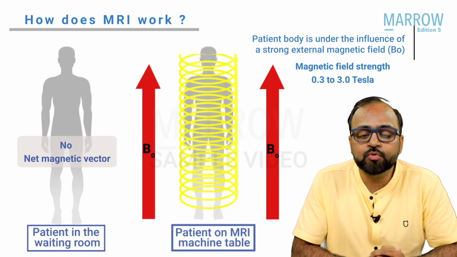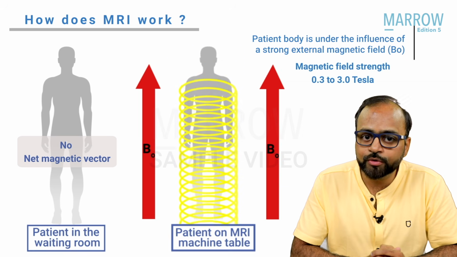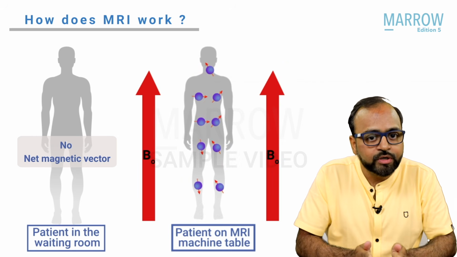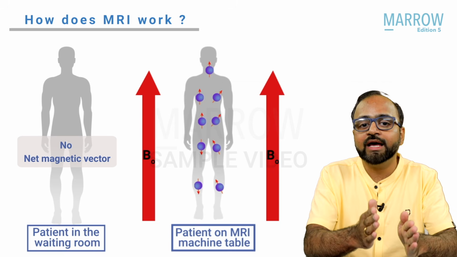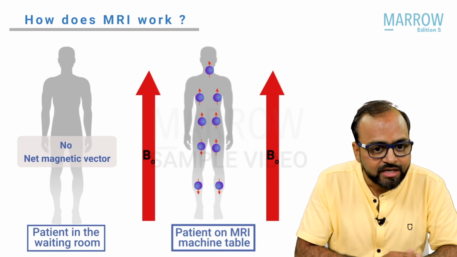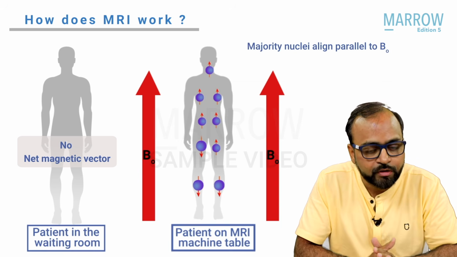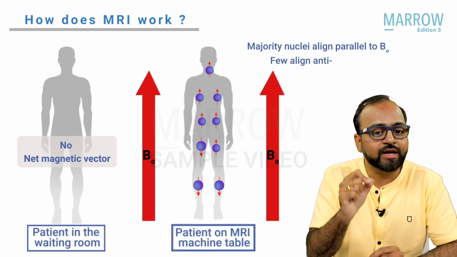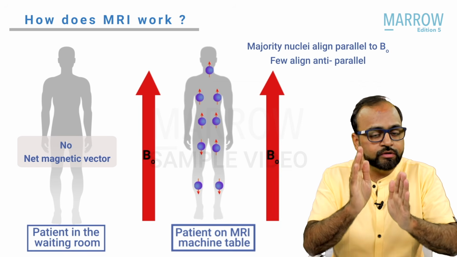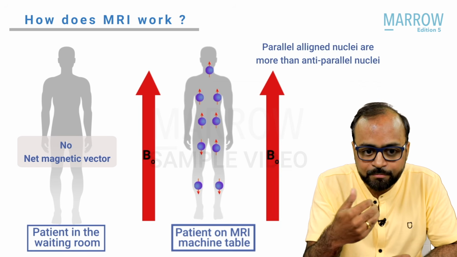So when the patient's body is under the influence of such a strong external magnetic field, what is going to happen? All the nuclei in the body are forced to align in the same plane as that of B0, the external magnetic field. If you watch carefully, you would realize that most of the nuclei have aligned exactly parallel to B0, but a few have also aligned anti-parallel to B0, but they are in the same plane. Those aligned parallel are always slightly greater in number as compared to anti-parallel.